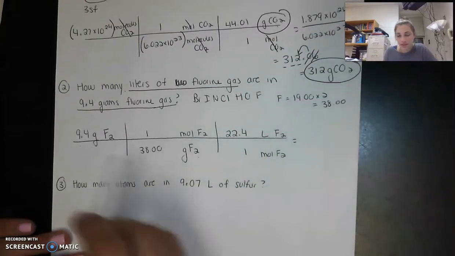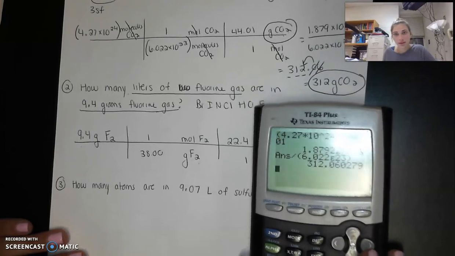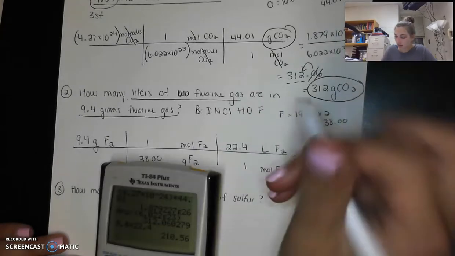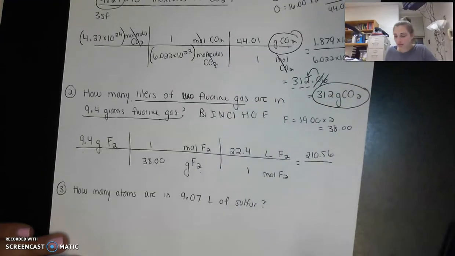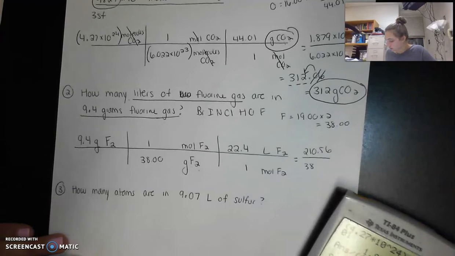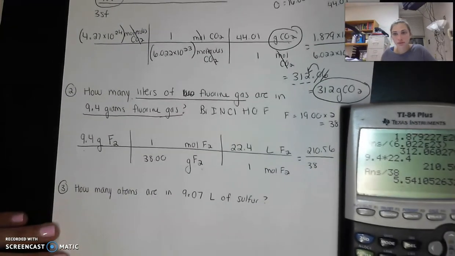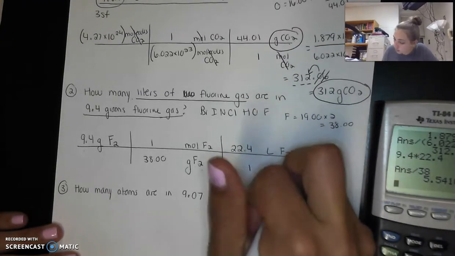All right, now we multiply on the top and divide on the bottom. So in my calculator, I'm going to do 9.4 times 22.4, and I get 210.56. And then I divide by what's on the bottom, so in this case it's just 38. So it comes out to 5.5411.